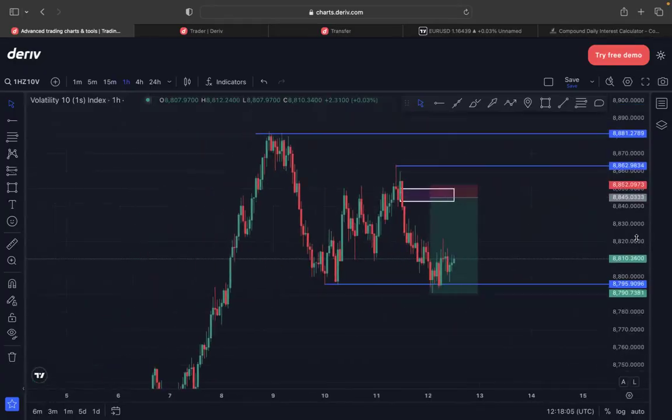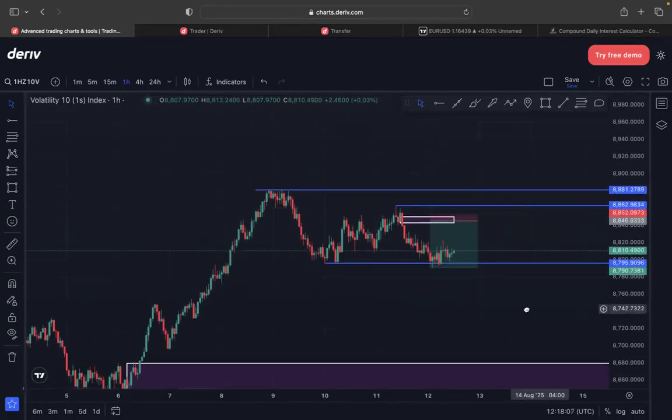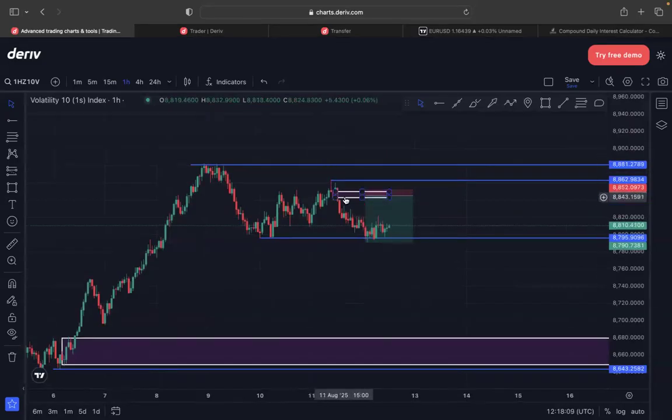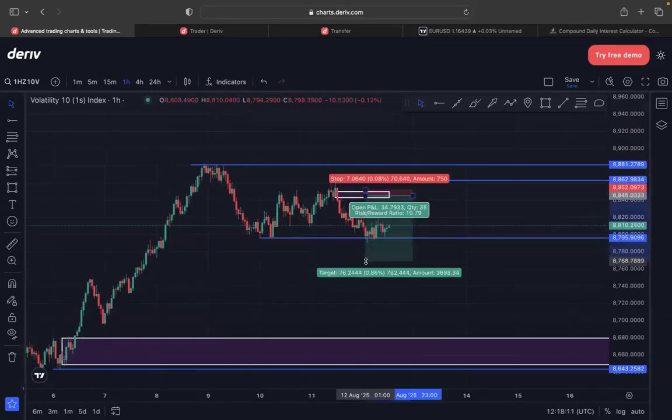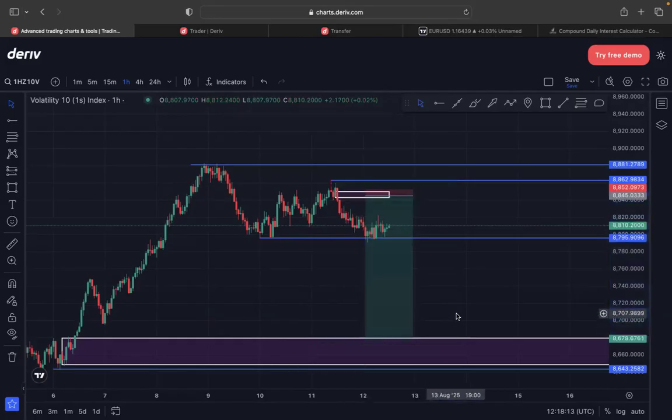Now, because we know the market is still going to come to this level, we can even set our take profit right here, as you can see. But first, we want to see a clear break of structure here. But I think it's going to happen.